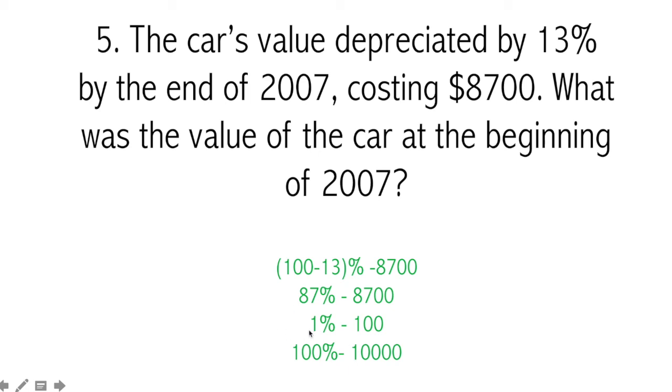Therefore, once again, we'll try to find 1%, that is 100, and therefore 100%, or the car's original value, was $10,000. If this had said that it had appreciated by the end of the year and was now 8,700, we would instead say that 113% is 8,700. Therefore, 1% is 8,700 divided by 113, and therefore the original value was 8,700 by 113 multiplied by 100. We use this method when we have the final value and we're trying to calculate the initial value.